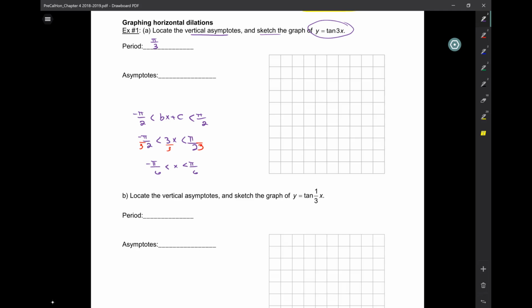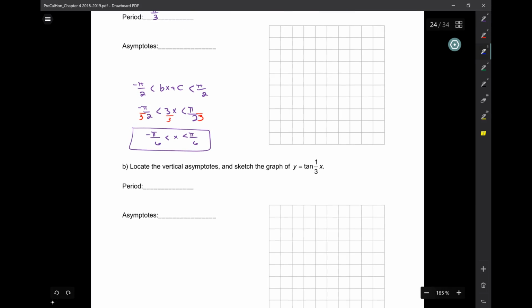Now, that tells me two pieces of information. One, it tells me the start and end, like it did with the sine and cosine. Two, the first and last numbers are the asymptotes. Okay? So these are the asymptotes. I abbreviate asymptote as ASP.